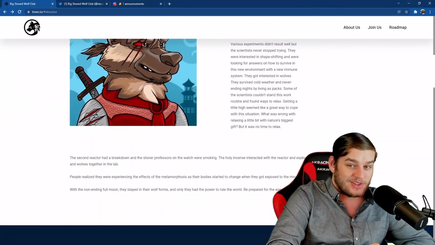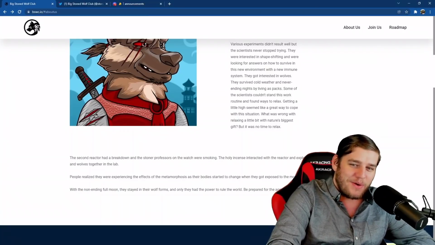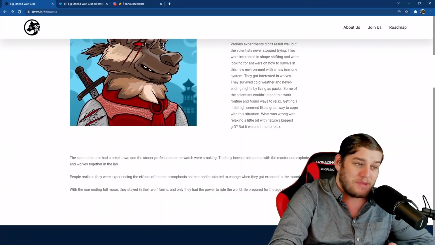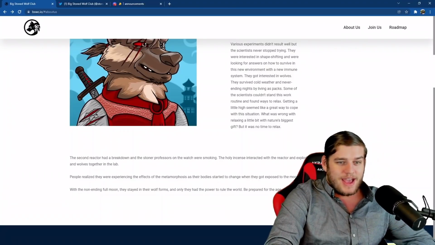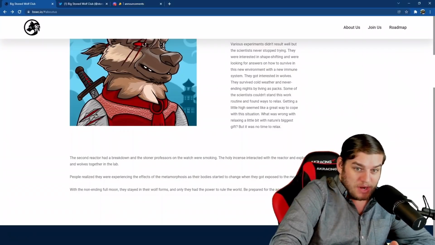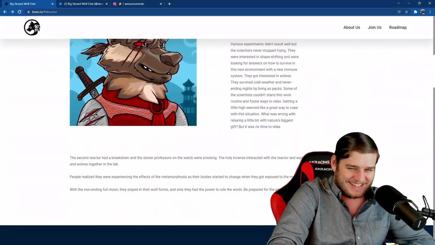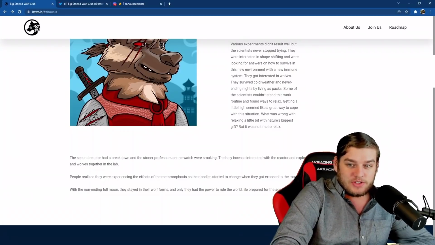Some of the scientists couldn't stand this work routine and found ways to relax. Getting a little high seemed like a great way to cope with the situation. What's wrong with relaxing with a little bit of nature's biggest gift? But it was no time to relax. Second reactor had a breakdown, and the stoner professors on the watch were smoking. That's pretty good. The holy increase interacted with the reactor and exploded. The explosion engaged humans and wolves together in the lab.